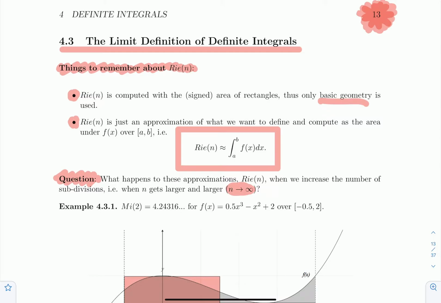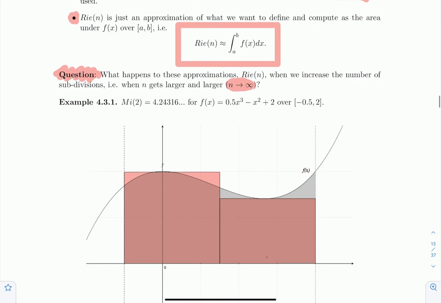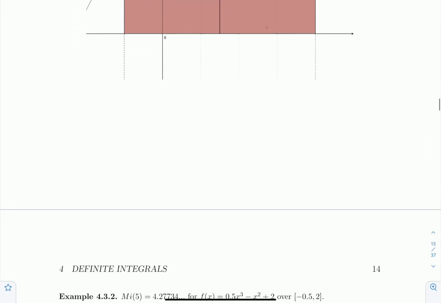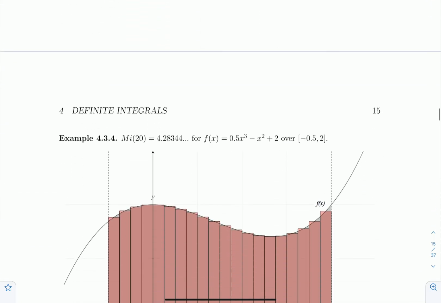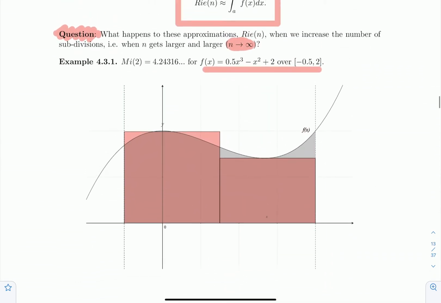So what I've done for you is I'm going to look at the function 0.5x cubed minus x squared plus 2 over the interval [-0.5, 2], and we're going to compute a bunch of Riemann sums. Actually, we're going to use a midpoint sum. We're going to look at the Riemann sum when we use 2 rectangles, 5 rectangles, 10 rectangles, and 20 rectangles, and see what happens visually. And this visual observation should seed in your mind the actual limit definition of the definite integral.